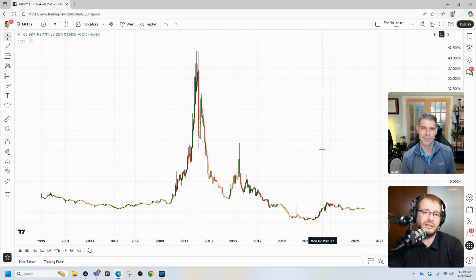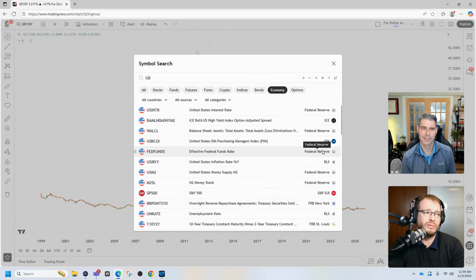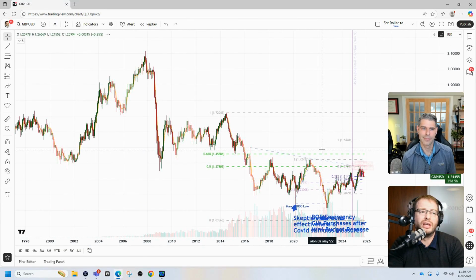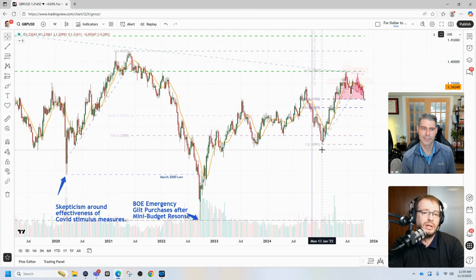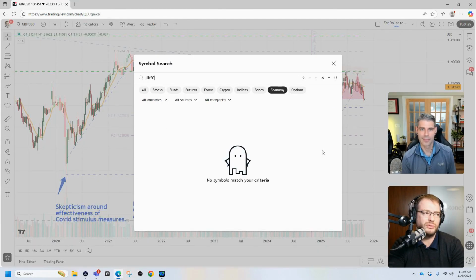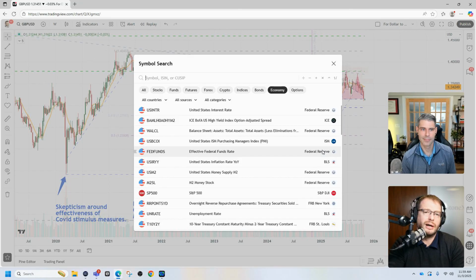So we can look at, and we often do in some of our analysis, if you're looking at, let's say, the US dollar and the British pound, well, we often reference the yield differentials, the 10-year yield differentials or 2-year yield differentials. Depends on what you're looking at.